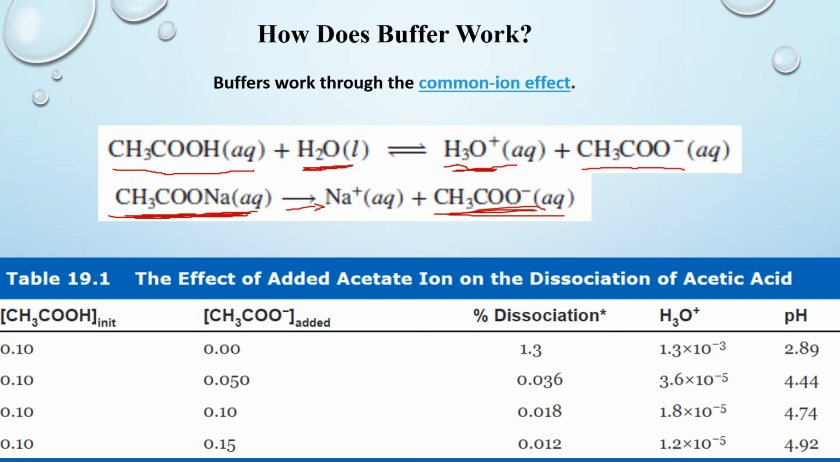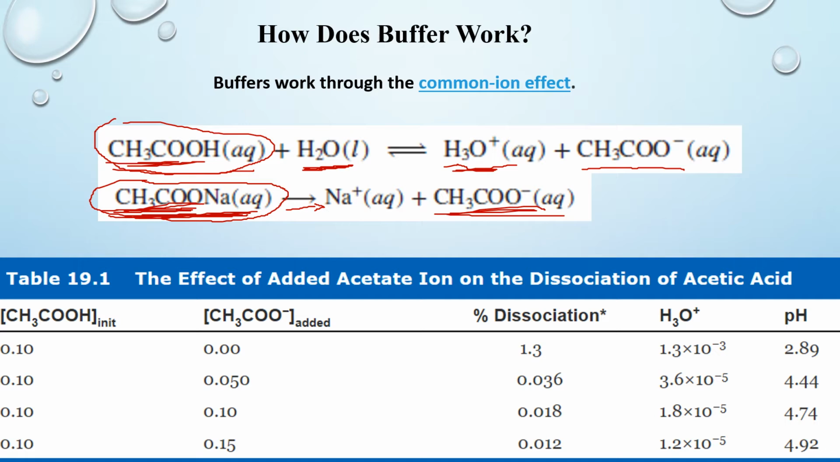Let's say you have a mixture of these two, so you add acetic acid and sodium acetate. Now you're creating a buffer, because these two compounds have a common ion, which is acetate. So the acetate is the common ion, and we will explain how this common ion can reduce the impact on the pH.